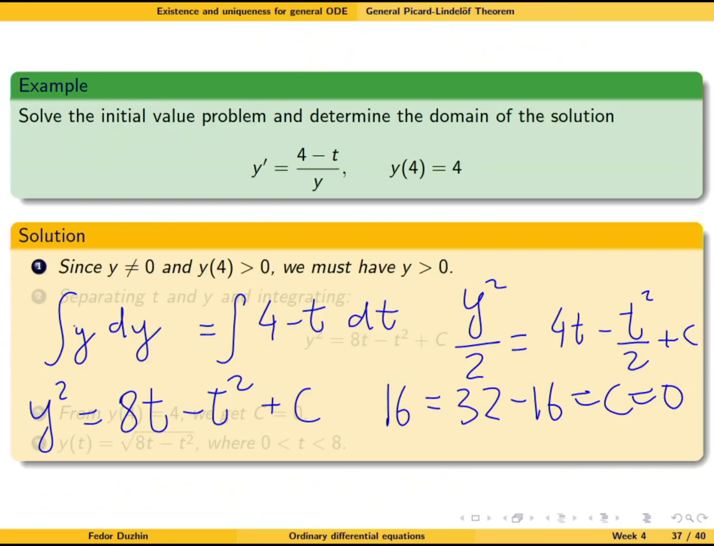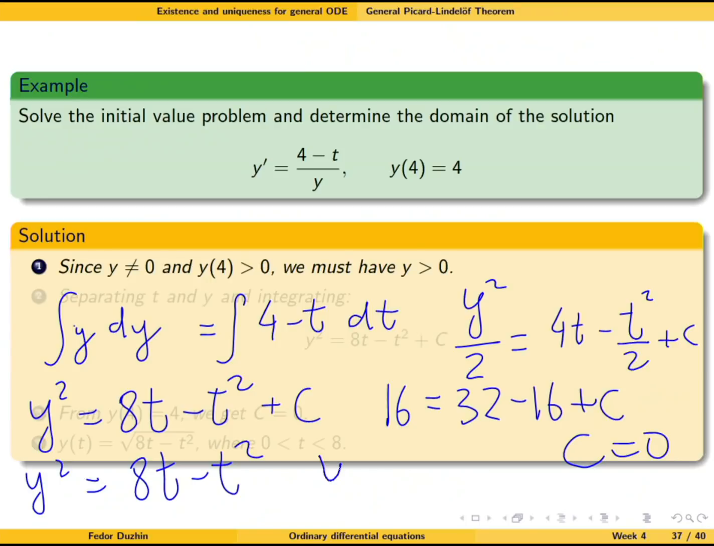Sorry, plus constant, right? So c is 0. So in other words, y squared equals 8t minus t squared. So y should be equal to plus minus square root of 8t minus t squared. But it should be plus because y is positive.